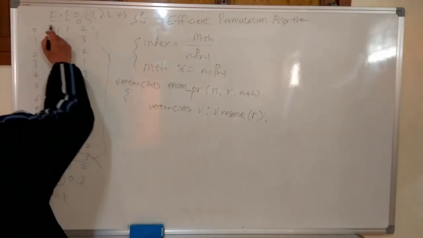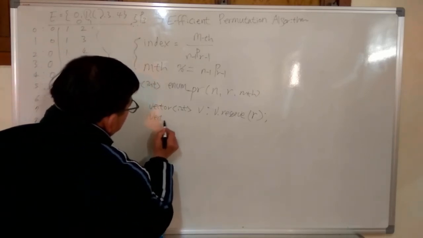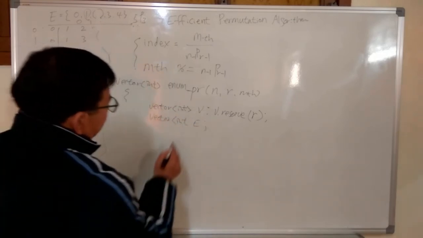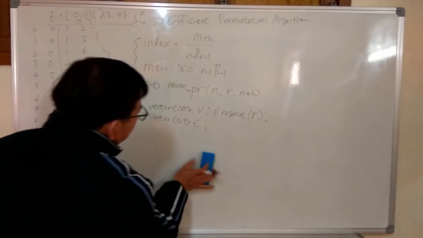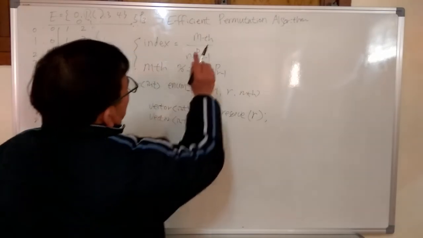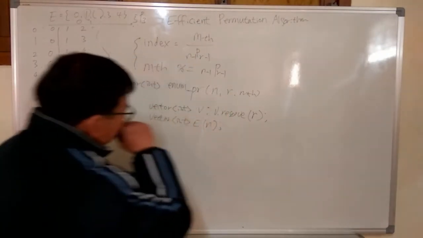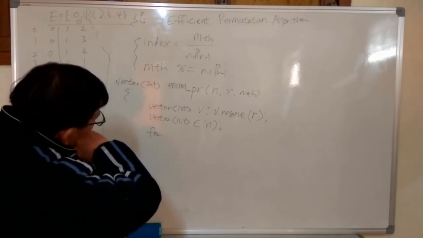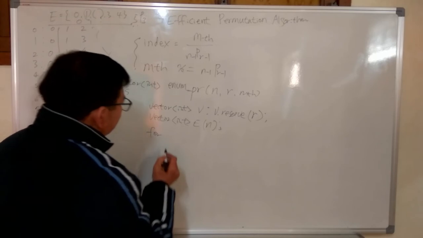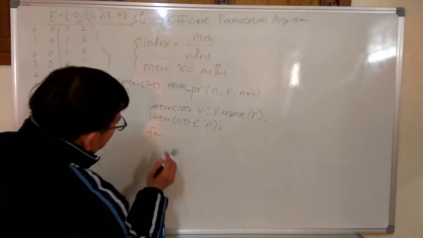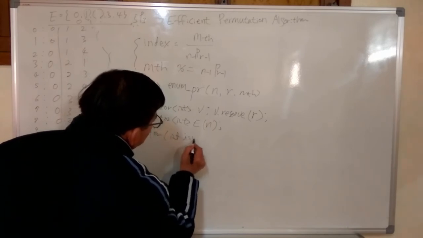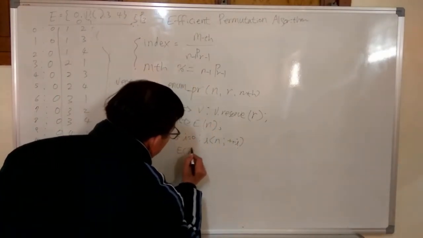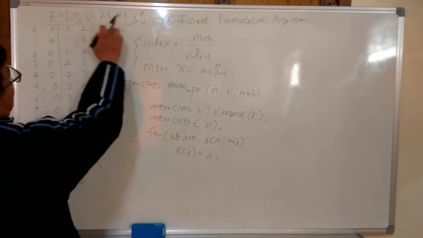Then we initialize this set. So vector int, I will say e. It has n elements. This set has n elements like this. Then we initialize it: since we have n elements, for int i equals 0, i less than n, plus i, e i equals i. We are initializing 0, 1, 2, 3, 4 like this.